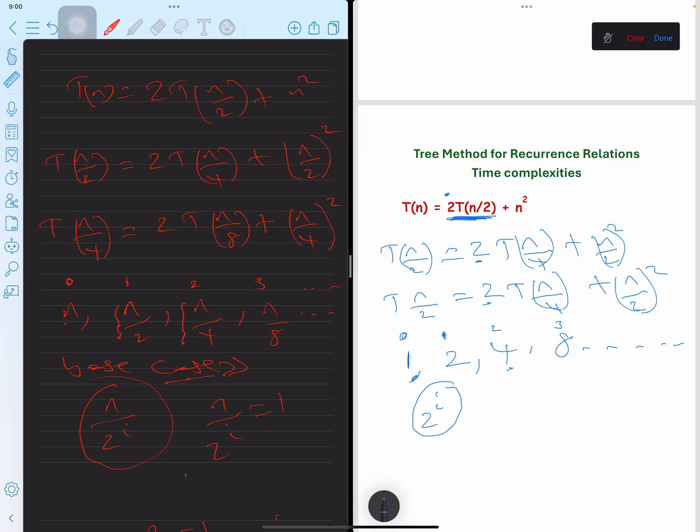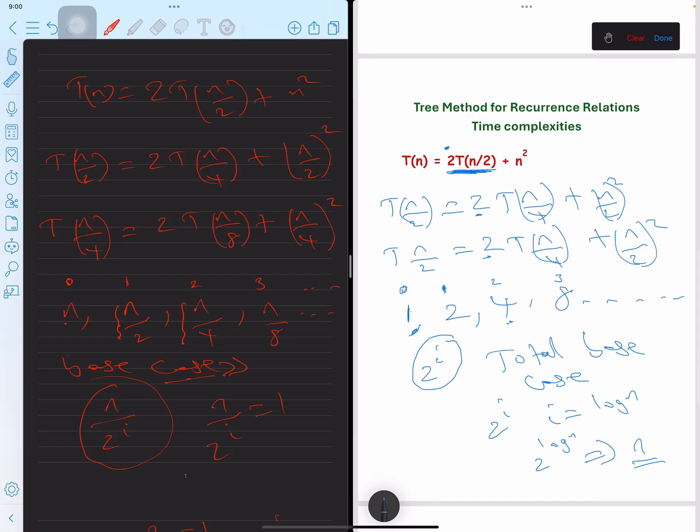The reason why the base case comes to mind is because I want to use this to know the total number of base cases. So the total base cases will now be 2 to the power of i at the base case level, and i is log n. That means at the base case, I'm going to get 2 to the power of log n base 2, and 2 to the power of log n base 2 is n. This is a regular logarithm rule that you can use to know what is going on here.